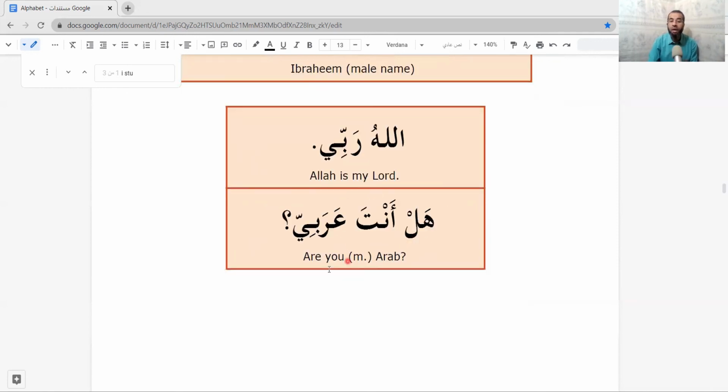What about this question? Can you read it? Are you a male Arab? هل أنت عربي؟ Are you Arab? So you can say نعم, which means yes, or لا, which means no.